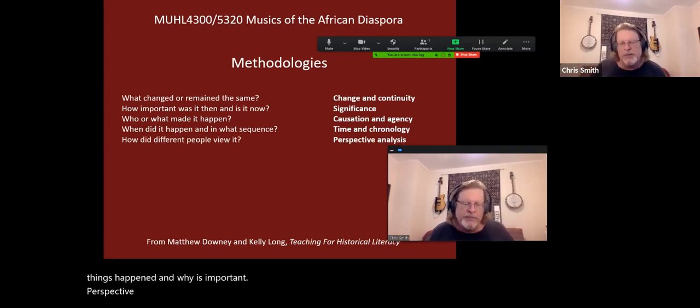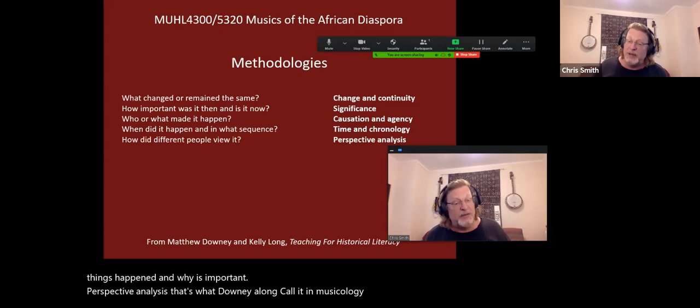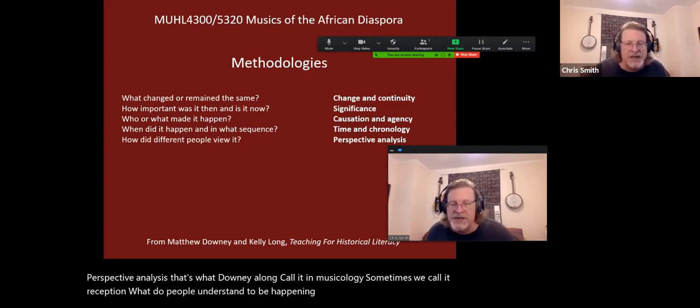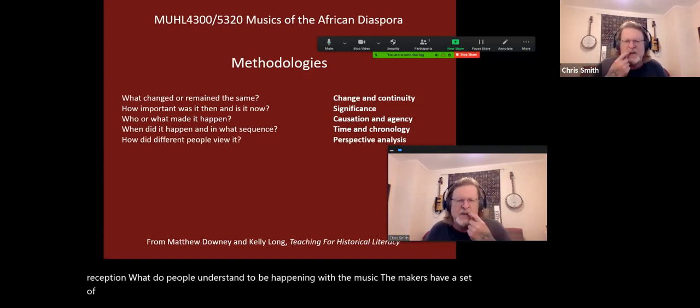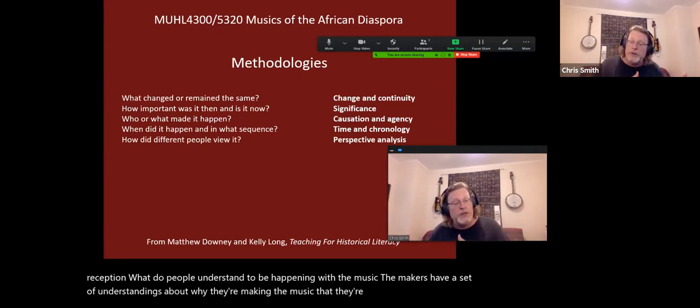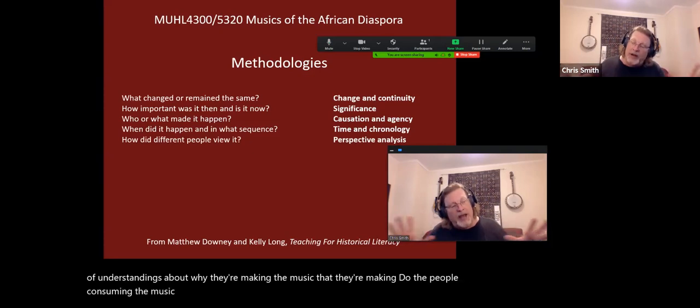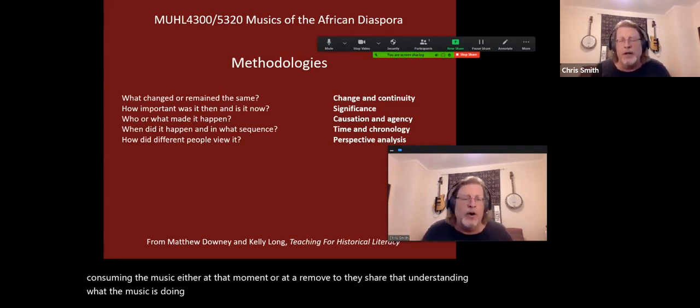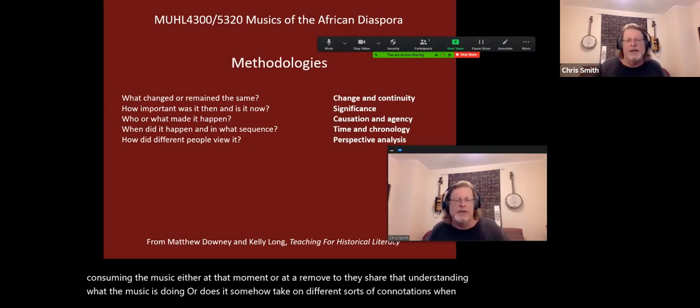Perspective analysis, that's what Downey and Long call it. In musicology, sometimes we call it reception. What do people understand to be happening with the music? The makers have a set of understandings about why they're making the music that they're making. Do the people consuming the music, either at that moment or at a remove, share that understanding of what the music is doing? Or does it somehow take on different sorts of connotations when it is removed from its makers?